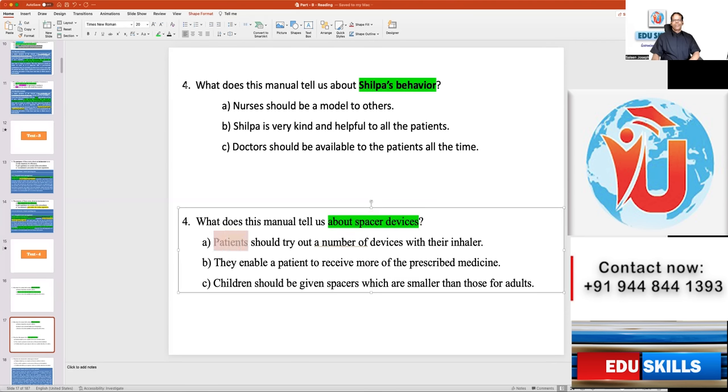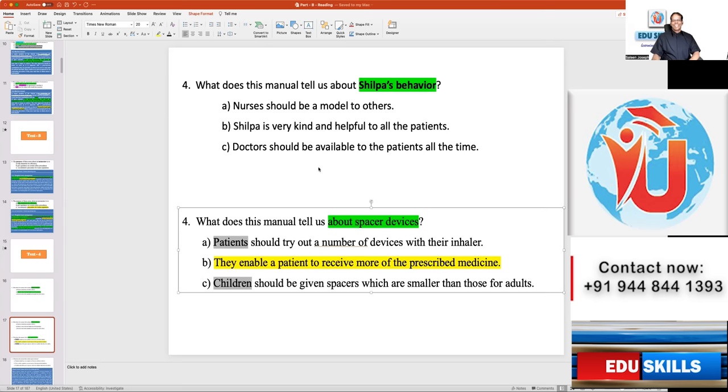About spacer devices. First one speaks about patient. Third one speaks about children. Children. And which is the answer? B. B. They means spacer devices. Yeah, now, why is that you are not asking for passage or text?